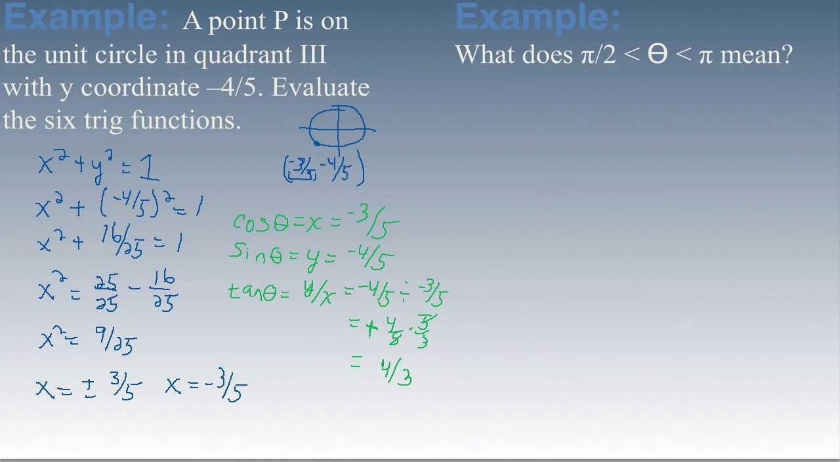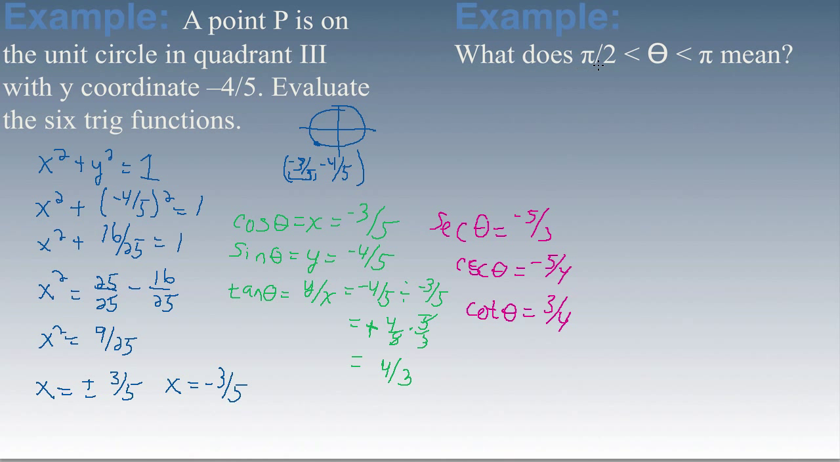So secant, reciprocal is -5/3. Cosecant, reciprocal is -5/4. And cotangent, reciprocal is 3/4. So knowing one point and knowing that you're on the unit circle can give you the second coordinate in an ordered pair. Once you have the coordinates, you find the first 3 trig functions, and if you know that the second 3 are just reciprocals of the first 3, you can evaluate all 6 trig functions very quickly.